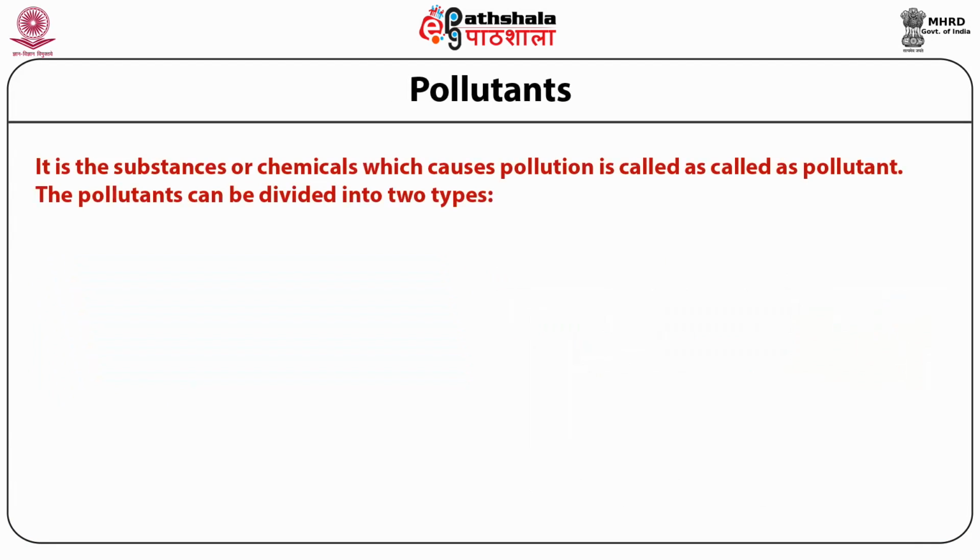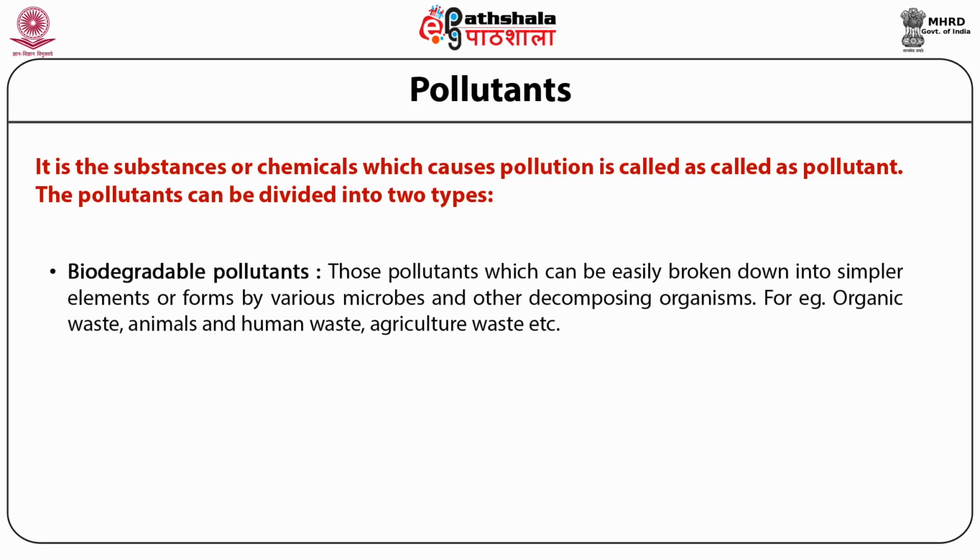A substance or chemical which causes pollution is called a pollutant. The pollutants can be divided into two types. The first type is biodegradable pollutants. These are those pollutants which can be easily broken down into simpler elements or forms by various microbes and other decomposing organisms. For example, organic waste, animal and human waste, agriculture waste, etc.